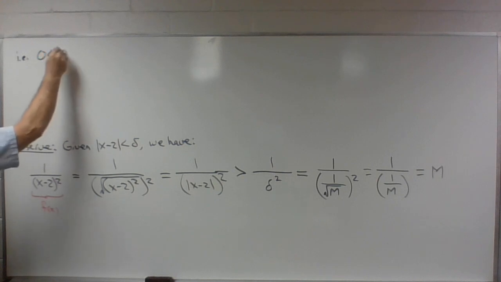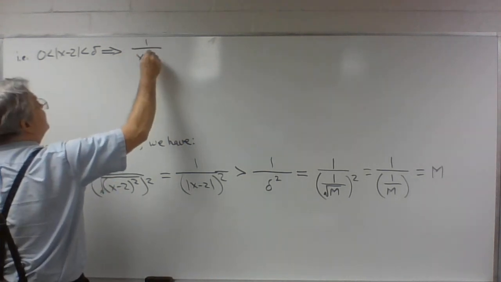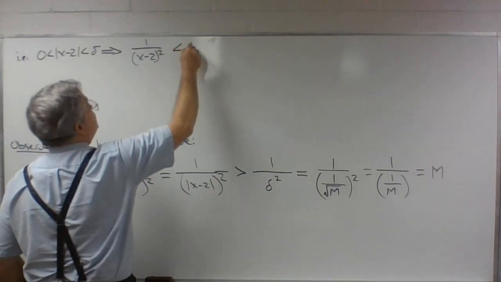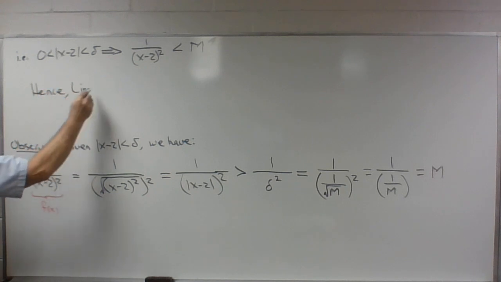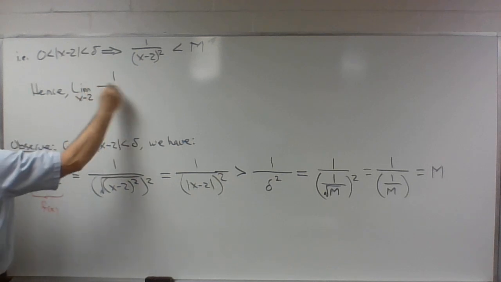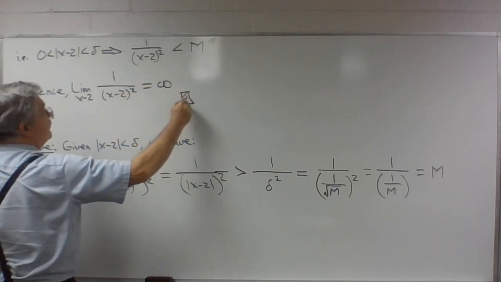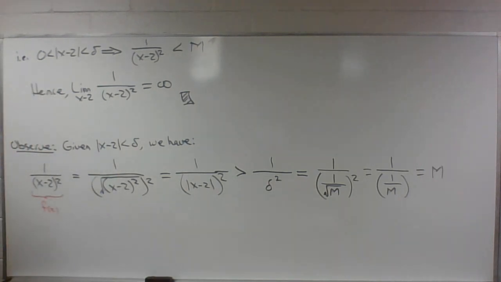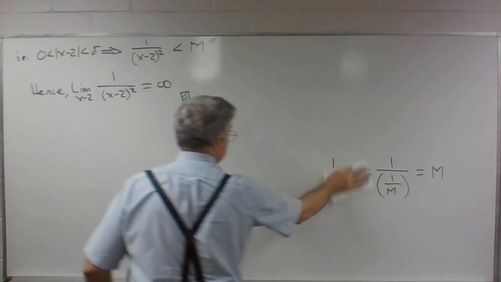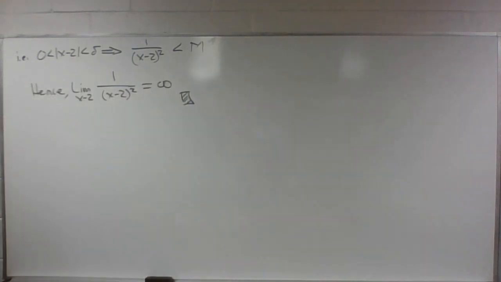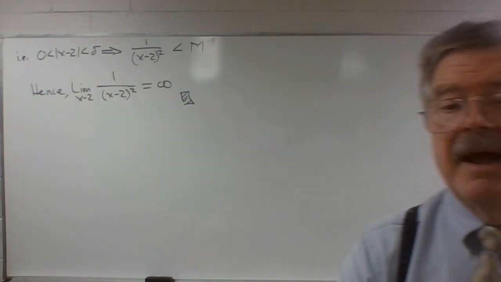So what did we have? Absolute value of x minus 2 less than delta implied that our function f of x was greater than m. Hence, the limit as x approaches 2 of f of x equals infinity. Bravo. Now there's one more variation on the limit that I'd like to do, and I'll get to that right now.